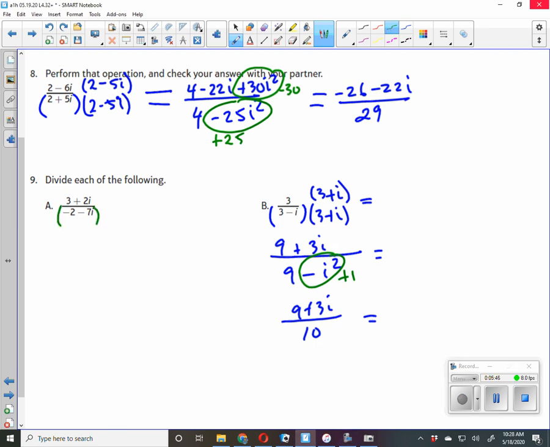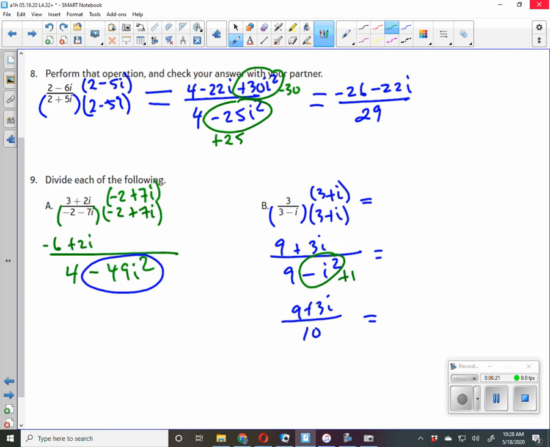Its conjugate here is going to be negative 2 plus 7i. Keep in mind, these are conjugates in the denominator. That becomes positive 4. The middle term is going to go away altogether. And that's going to become minus 49i squared. Right? That changes. In the numerator, we're going to have to do some multiplying. First term is negative 6 plus 21i.